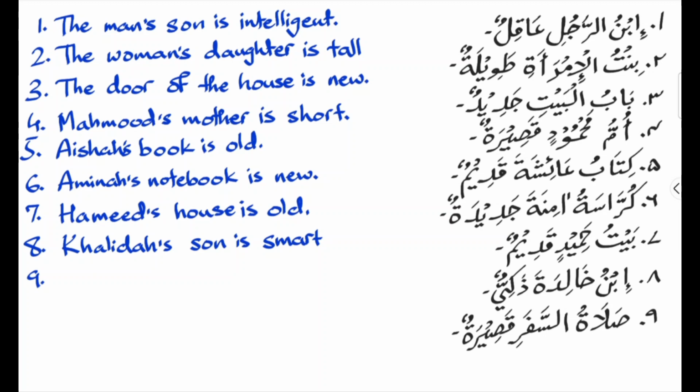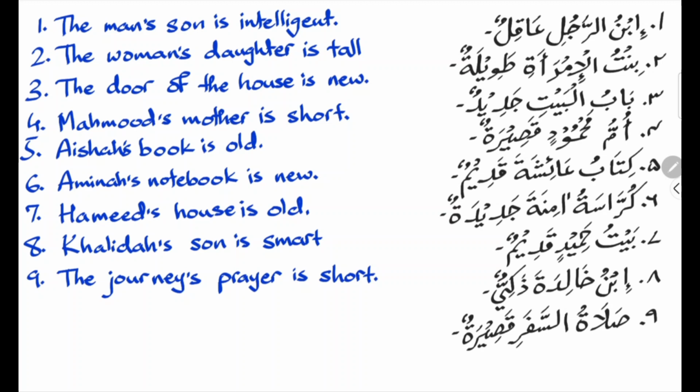Number 9, Salatu Safari Qasiratun. Salah is mudaf, as-safar is mudaf ilayh, that's why it's getting the kasra and the ra on the last letter of safar. Salatu Safar. The literal translation for Salatu Safar would be the journey's prayer or the travel's prayer. And when we say the travel's prayer or the journey's prayer, we're actually referring to the 2 rak'ah salah, which we pray instead of 4 rak'ahs. So the journey's prayer, we'll just translate it literally, even though it sounds weird. The journey's prayer or salah is short because it's only 2 rak'ahs.